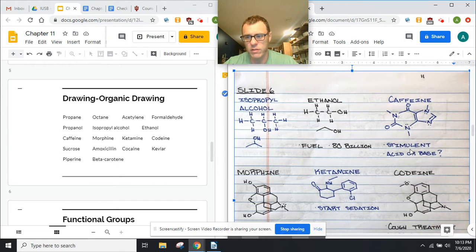This is caffeine. Who doesn't like this stuff? This is a stimulant, and we could ask ourselves, is this acidic or basic? If you remember back to chapter 9, you can see that these nitrogens all have those lone pairs. This is a basic molecule.